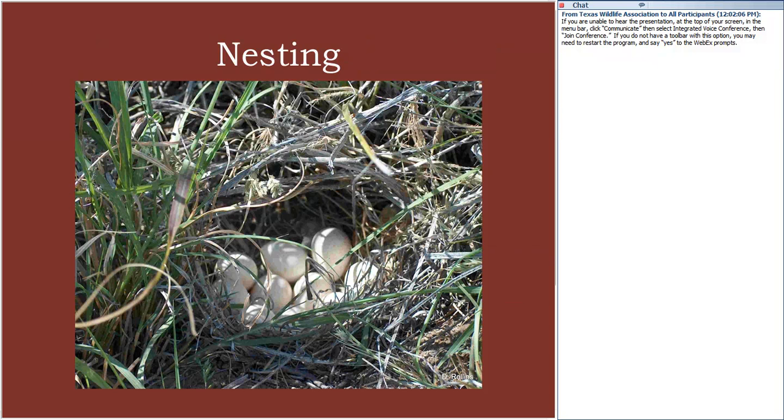That about sums it up for breeding, and now I'd like to go ahead and move on to the process of nesting, which includes finding a place to nest, constructing that nest bowl, and then laying and incubating the eggs. And in my opinion, this is going to be one of the most complex and challenging aspects of reproduction for a quail.